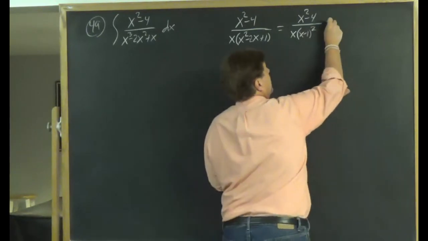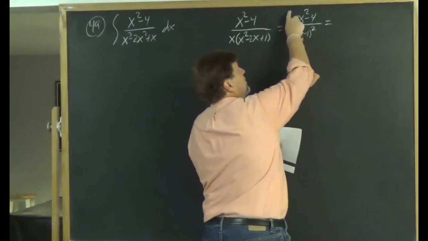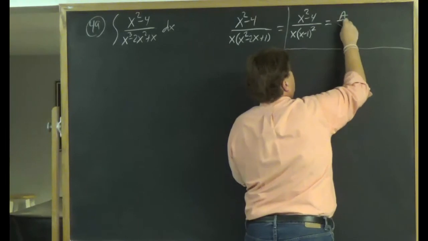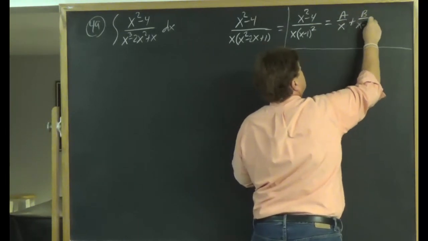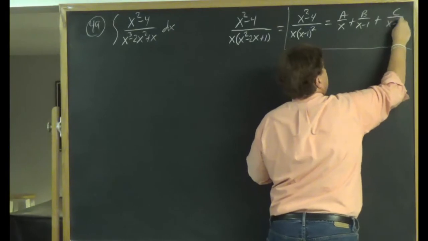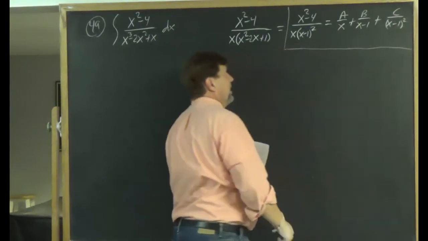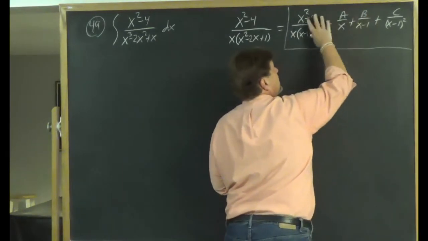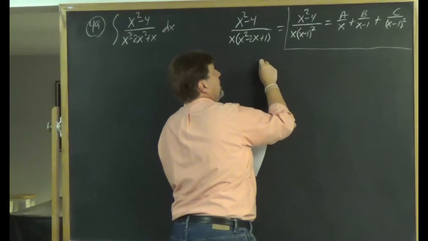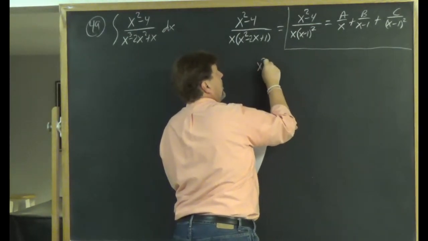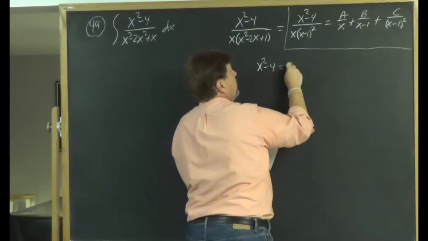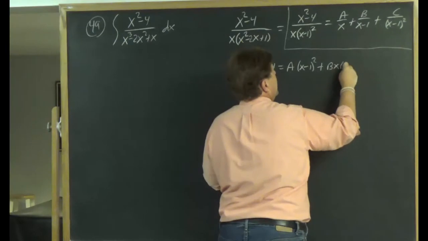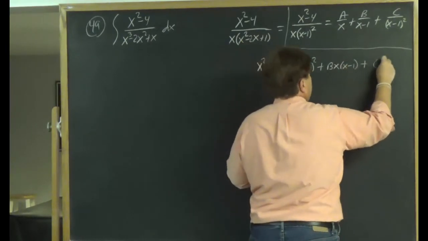In any event, to write the partial fractions for this, it would be a over x plus b over x minus 1 plus c over x minus 1 quantity squared. Go through the same process. Multiply both sides of this equation by the LCD, and that gives me x squared minus 4 equals a times x minus 1 squared plus bx times x minus 1 plus cx.